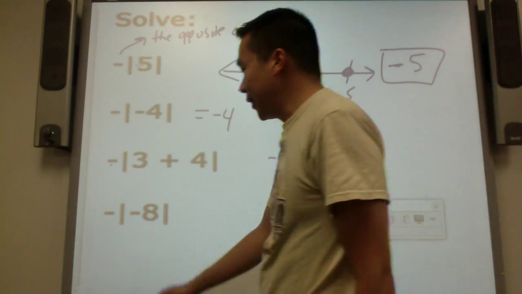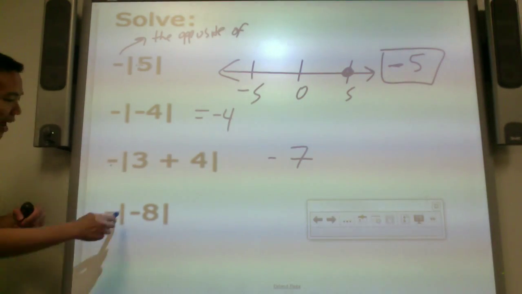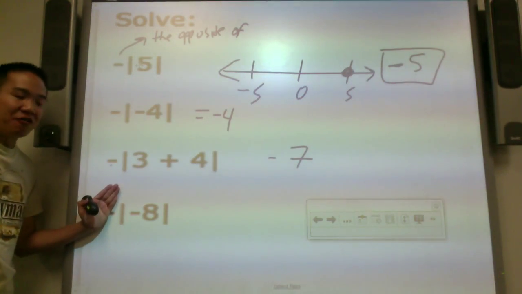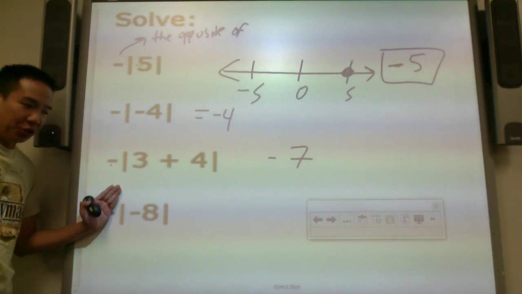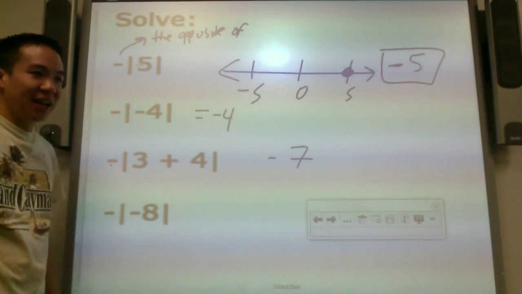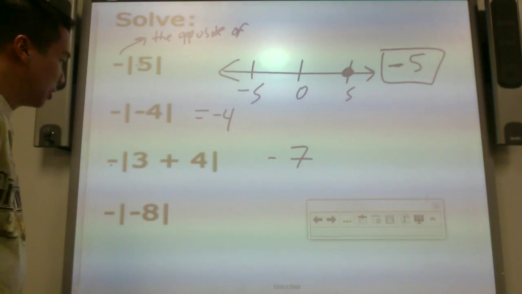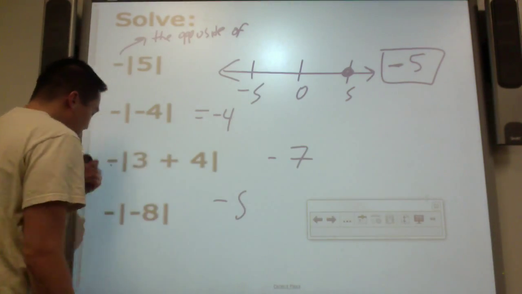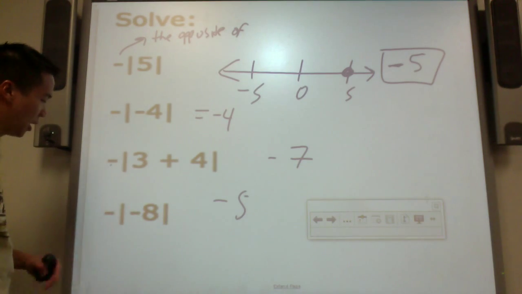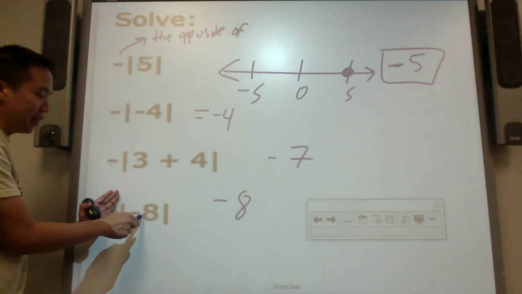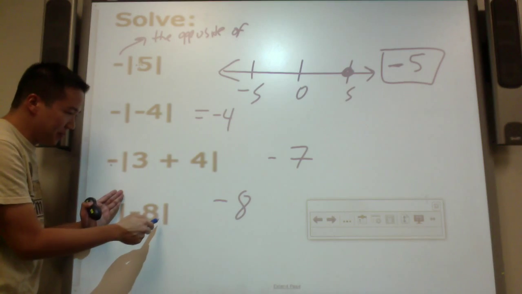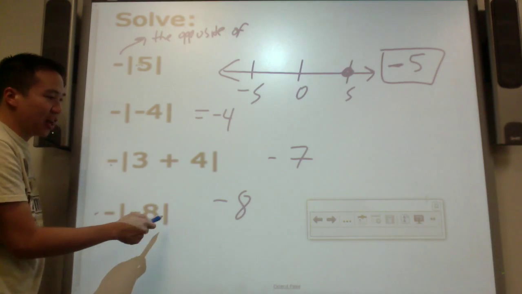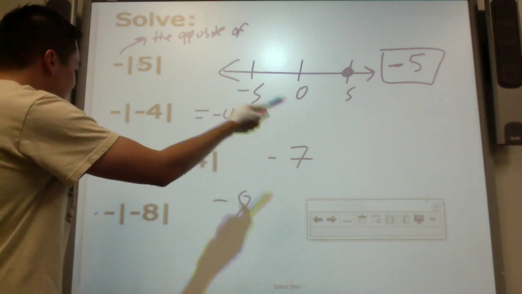And last but not least, what's the absolute value of -8? How far is -8 from 0? 8 units. What's the opposite of 8 units? -8. Or sorry, yeah, wait, that is correct, -8. Because again, how far is -8 from 0? 8 units. And what's the opposite of 8? -8.